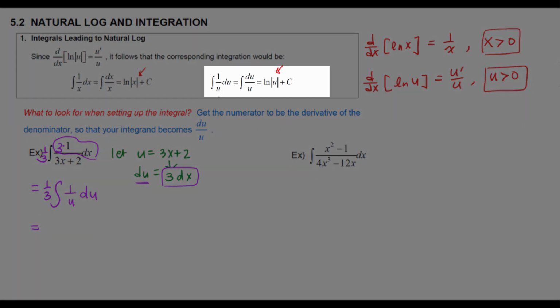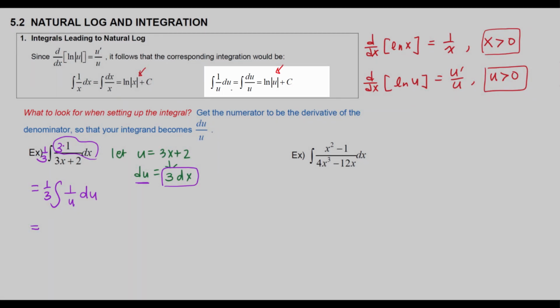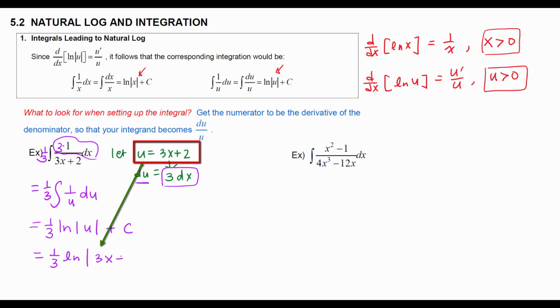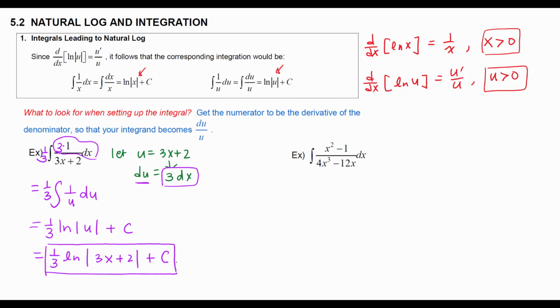So then, since you have the integral of 1 over u du, the result of the integral is equal to 1/3 ln absolute value of u plus c. However, since this is an indefinite integral, we need to do the back substitution and plug back what u was, and u was 3x plus 2. So the answer will be 1/3 ln absolute value of 3x plus 2 plus c. Let's do the next problem.